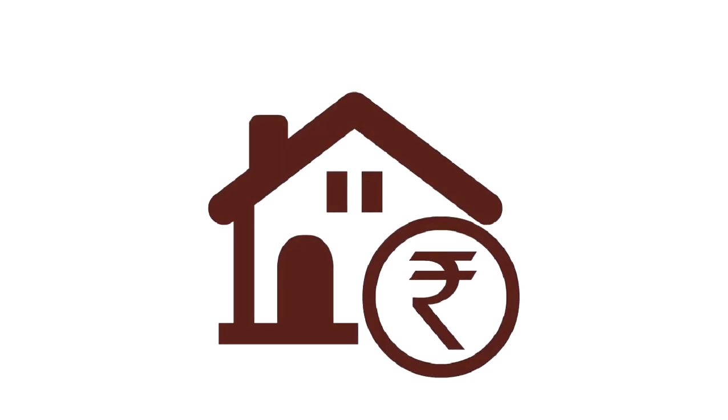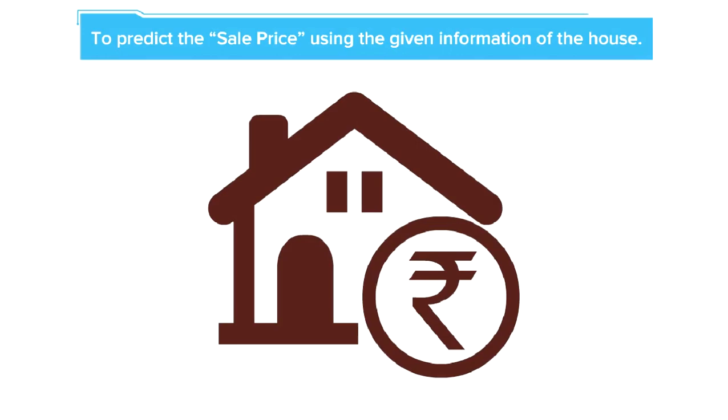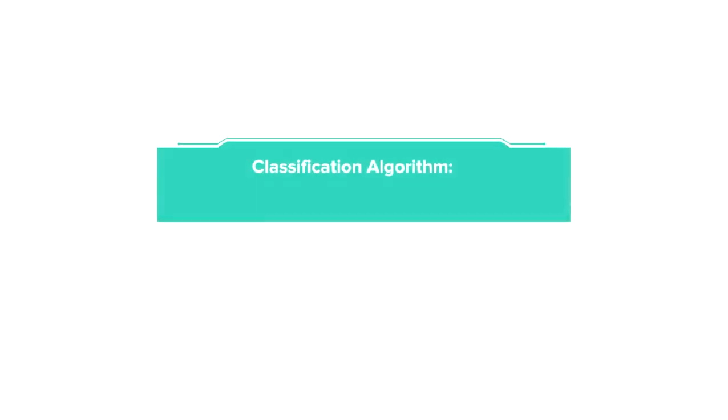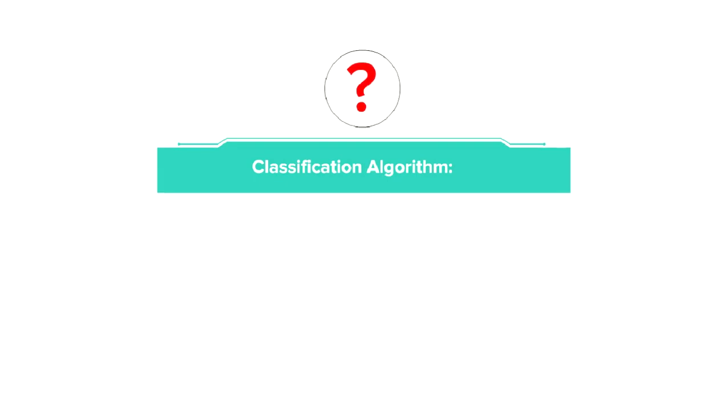So far in this training, we have been working with the dataset of housing prices. In that dataset, our objective was to predict the sale price using the given information of the house. Now in this module, we will be looking at our first classification algorithm known as logistic regression. Now what is a classification algorithm?